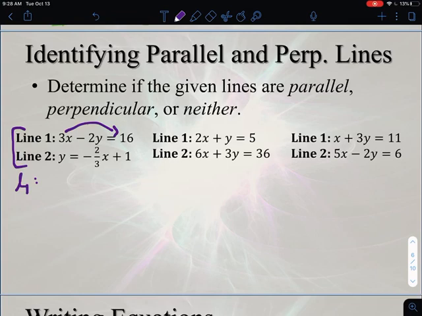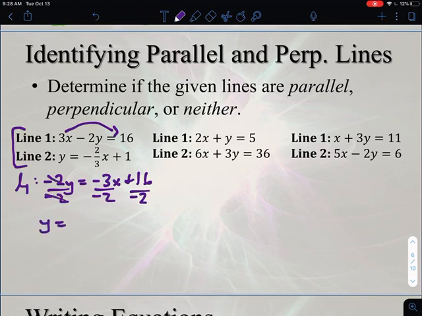So the first thing I'm going to do is take the 3x and move it over to the right side. So I'm going to subtract 3x. Now that leaves me with a -2y equals -3x plus 16. I can't combine the 16 and 3x because one has x, one doesn't. So now once I'm here, I still need to get that -2 off of the y. So I'm going to divide everything by -2.